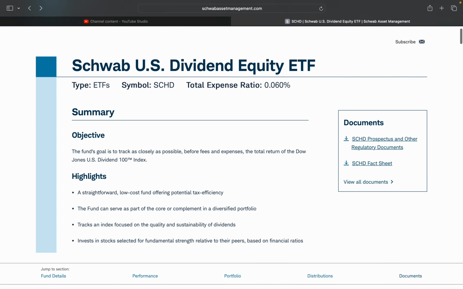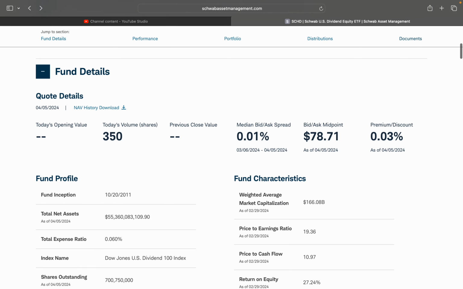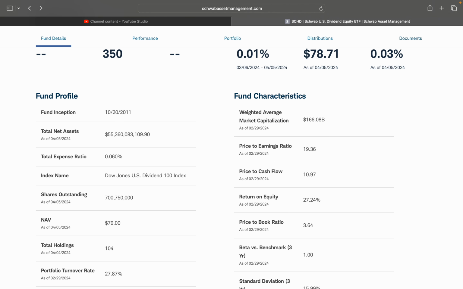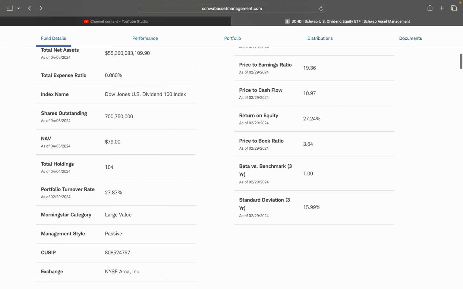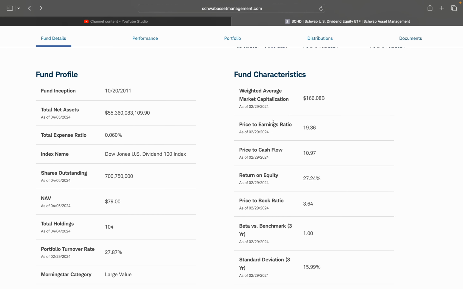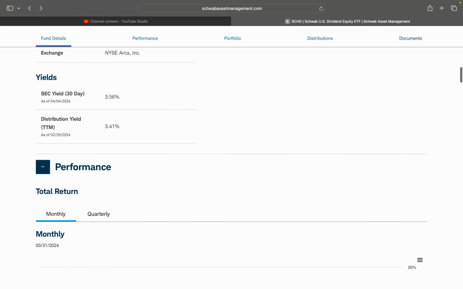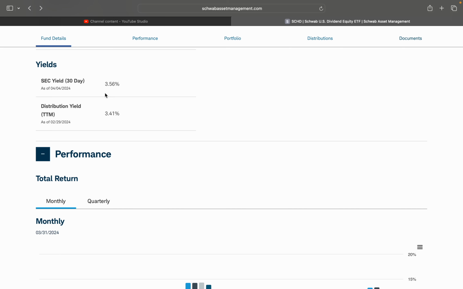All right. Let's look at the fund details. The fund inception date is October 20th, 2011. It has a total expense ratio of 0.06%. It has around 104 holdings. The P/E ratio is 19.36. The 30-day yield is 3.56%. Distribution yield is around 3.41%.